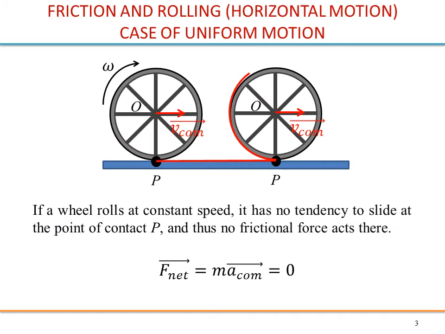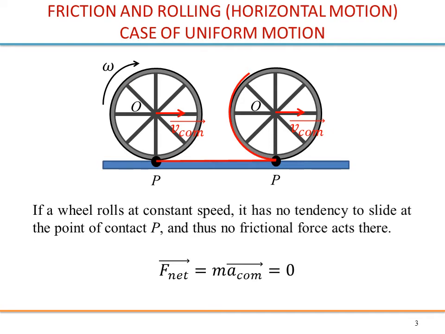This is the case of uniform rolling. So it's a uniform motion. So we define by P the contact point of the wheel with the rod. Vcom is the velocity of the center of mass. Okay, and the center of mass is, of course, the center, in this case, of the wheel. We call this O, the center of the mass, the center of the wheel. So this wheel is rotating with this angular velocity clockwise. So it's a uniform motion.